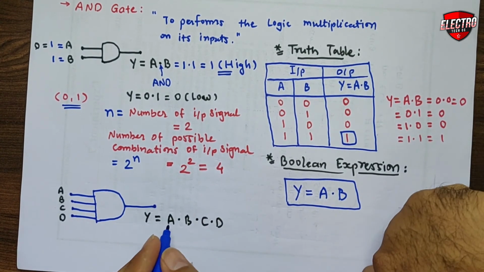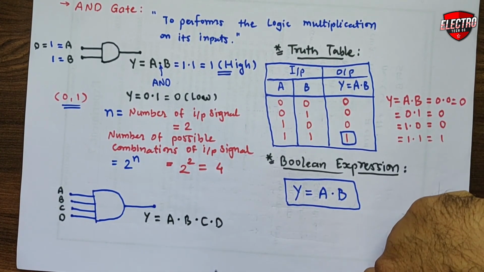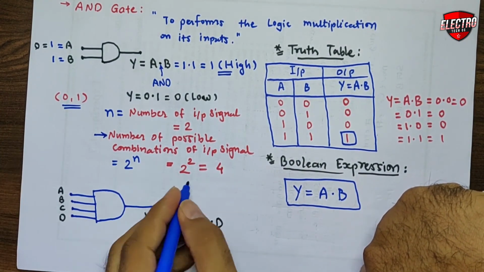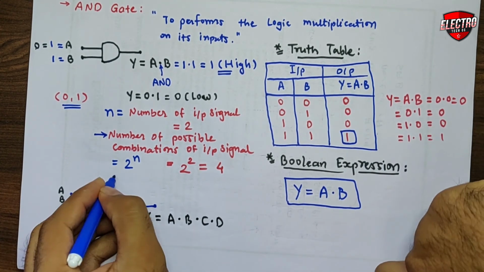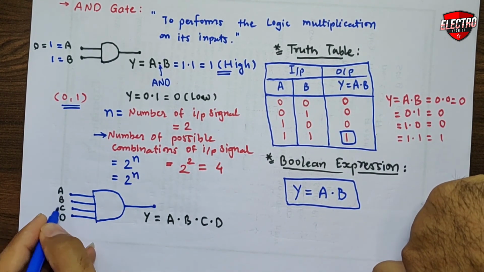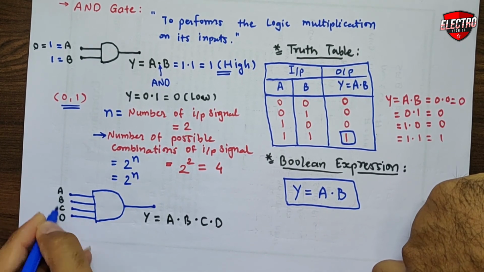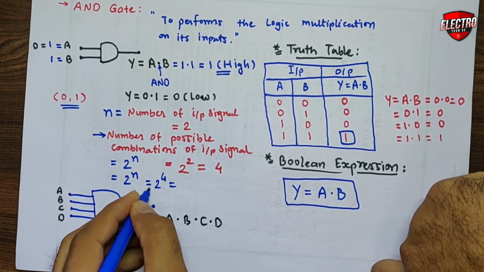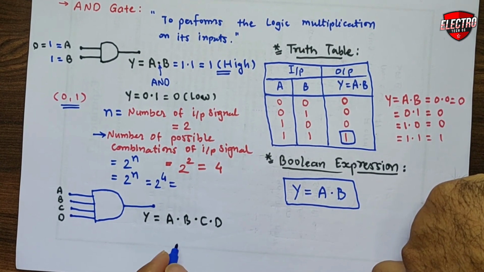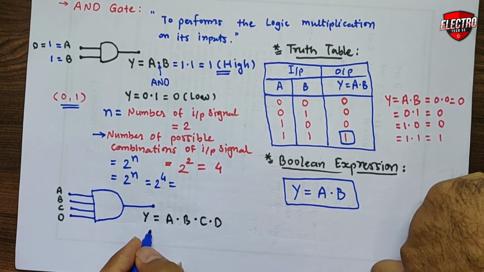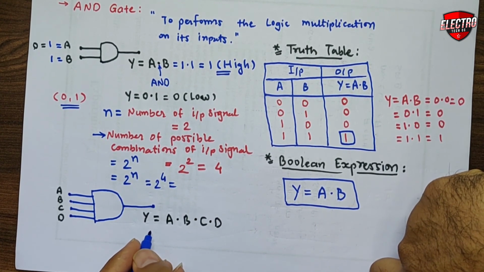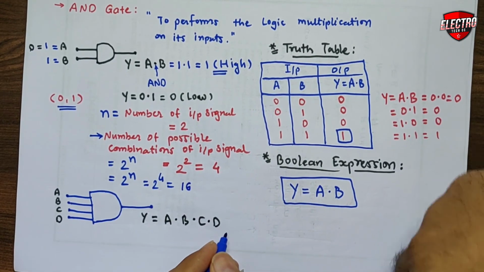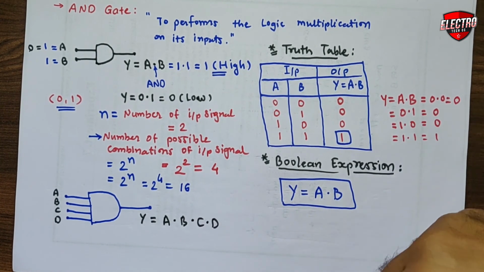And the truth table for a 4 input AND gate, or a multiple input AND gate, has more than 2 input signals and 1 output signal. The number of possible combinations of input signals can be calculated by 2 raised to n, where n is the number of input signals. For example, we have 4 input signals, so 2 raised to 4. That means 2 raised to 4 is the number of combinations to draw the truth table of a 4 input AND gate, and 2 raised to 4 is equal to 16 combinations of input signals.